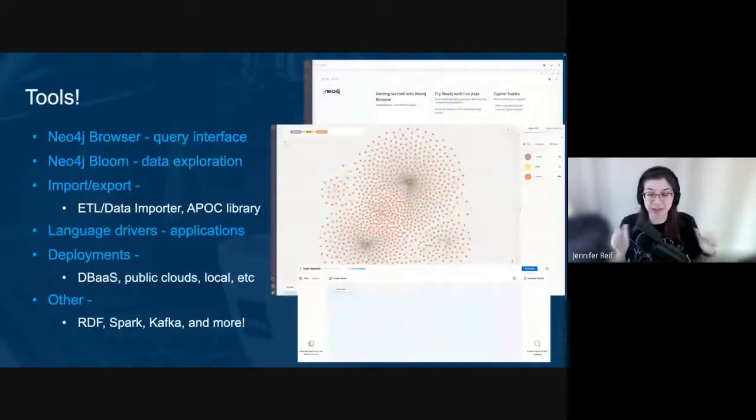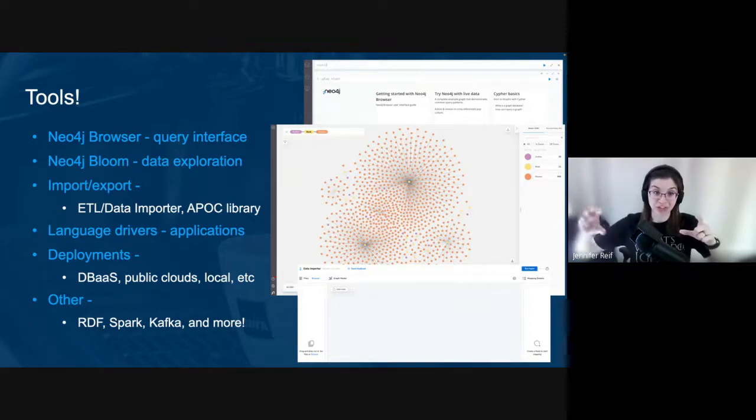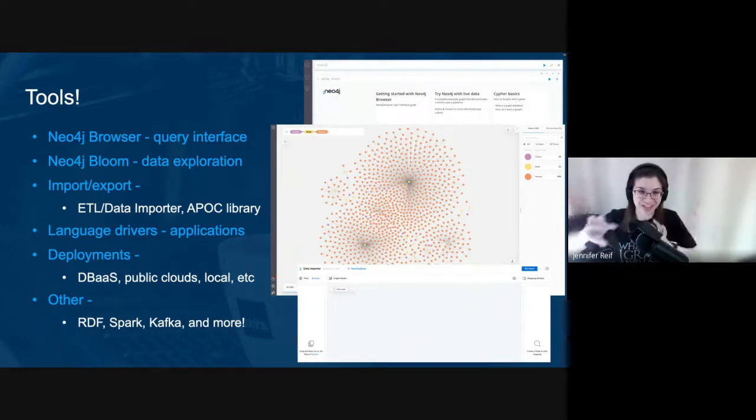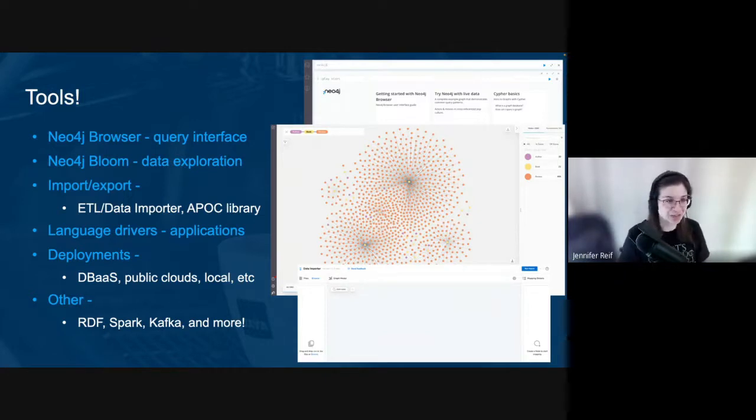So first off, let's talk a little bit about the tools that Neo4j offers. We actually saw Neo4j Browser. That's the query interface that I ran all those Cypher queries in and showed you the results. We also have a Neo4j Bloom tool, which is for data exploration. That's the middle screenshot with all the pretty orange nodes and yellow nodes in the middle. And that is kind of a natural language query option.